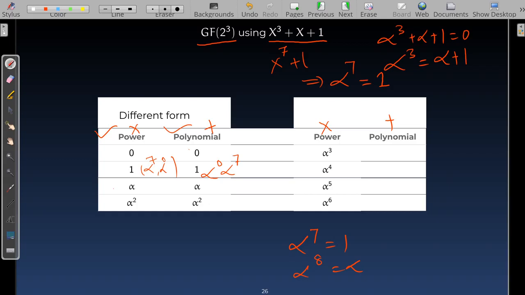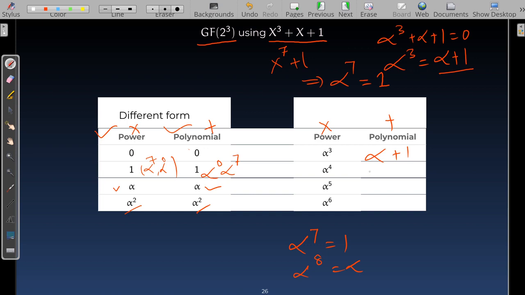And alpha is going to be alpha both in polynomial as well as in power form. Alpha square is again going to be alpha square. Now alpha cube will be equal to alpha plus 1, right? Here you can see that alpha cube plus alpha plus 1 is equal to 0. So alpha cube is equal to alpha plus 1. So we have alpha plus 1 here.